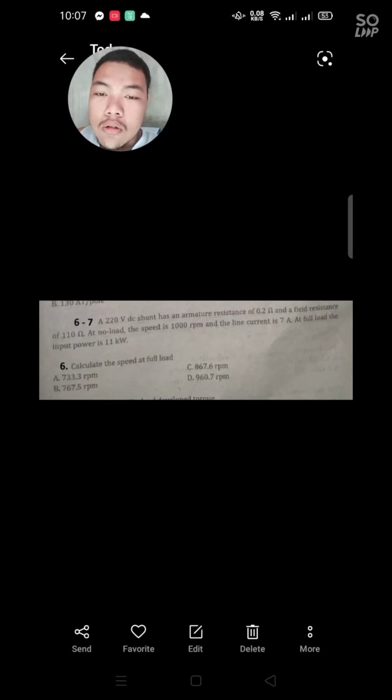This is question number 6, my first problem. A 200 volts DC shunt has an armature resistance of 0.2 ohms and a field resistance of 110 ohms. At no load, the speed is 1000 rpm and the line current is 7 ampere. At full load, the input power is 11 kilowatts. So let's solve number 6. Calculate the speed at full load.